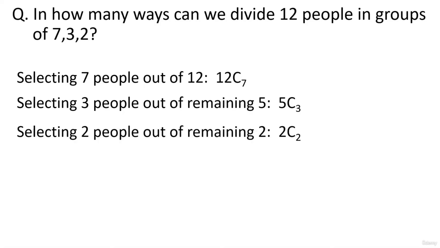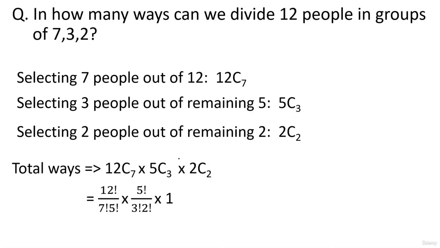So selecting 7 people out of 12 can be done in 12C7 ways. Selecting 3 out of 5 people can be done in 5C3 ways. And then we also need to select 2 out of 2 people in a group, right? So this multiplied by this multiplied by this, you want all these three. Multiply these three, and you will simply get 12 factorial upon 7 factorial into 5 factorial. The 5 factorial will cancel, right? And what we will be left with is 12 factorial divided by 7 factorial, 3 factorial into 2 factorial. That's the required answer in this case.